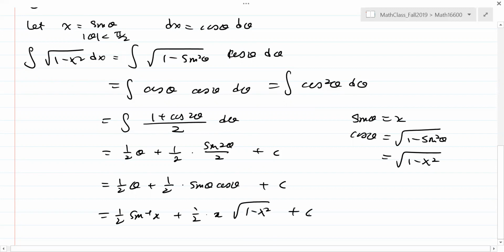So this is a pretty complicated function. I do not know that its derivative is just the square root of 1 minus x squared. But now we see that if we differentiate this function, you should be able to get the square root of 1 minus x squared, because this is the entire antiderivative of the function, the square root of 1 minus x squared.